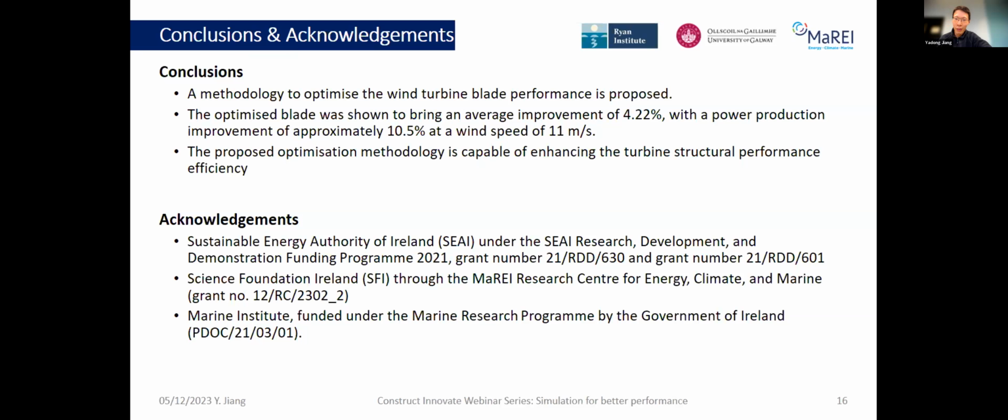We went through the methodology to analyze the performance of the blades based on data from the turbines, and combined this with the genetic algorithm. We can do power production efficiency optimization of the blade, and we get good results with an average improvement of 4.2%. That is a case study to validate the proposed methodology.